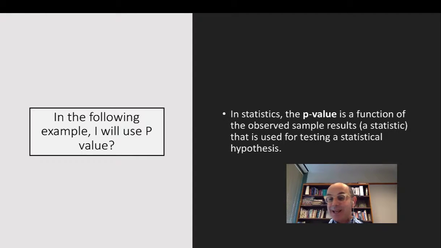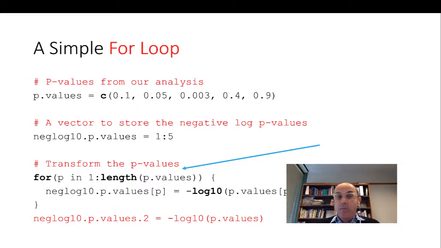So in statistics, let's take an example and apply that in a statistical mindset. In statistics, the p-value is a function of the observed sample result that is used for testing a statistical hypothesis, for example. So in this case, I will use the loop to show you how to find the p-value.